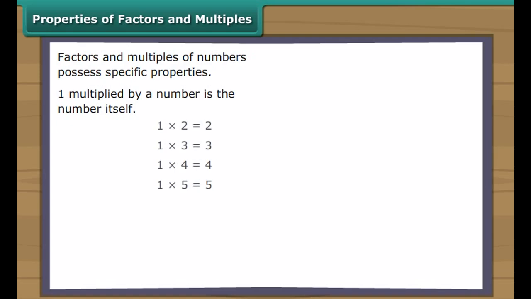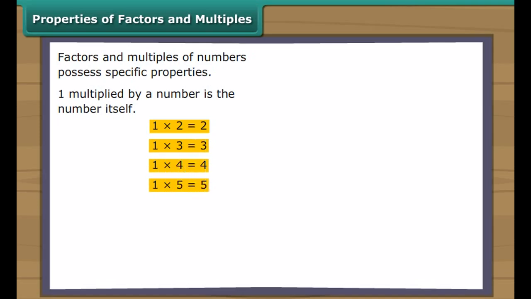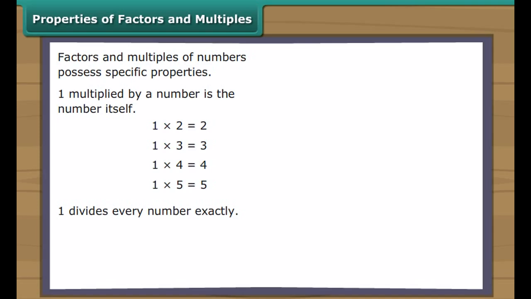Factors and multiples are numbers that possess specific properties. 1 multiplied by a number is the number itself. 1 into 2 is equal to 2. 1 into 3 is equal to 3. 1 into 4 is equal to 4. 1 into 5 is equal to 5. 1 divides every number exactly. Therefore, 1 is a factor of every number.